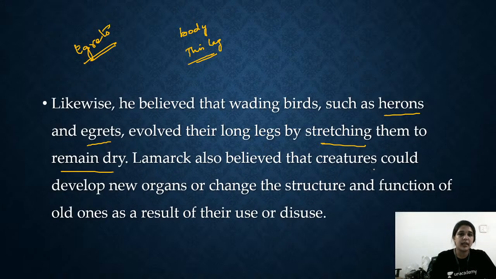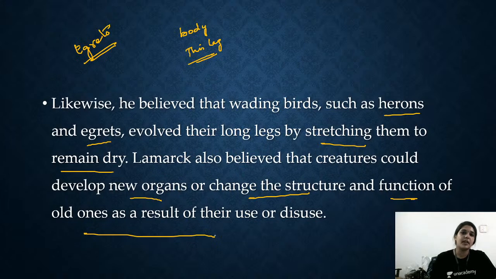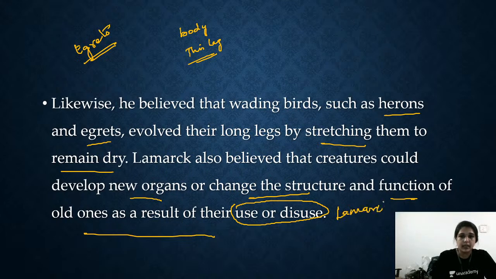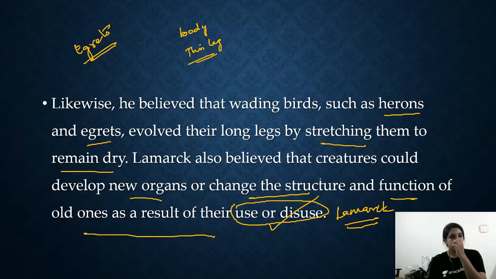He also believed that creatures could develop new organs or change the structure and function of old ones as a result of their use or disuse. So use or disuse. Sometimes they won't ask you about Lamarck's theory, they might ask you about the theory of use or disuse as the question. Explain the theory of use or disuse with proper examples and represent the criticisms. That kind of question can also come.